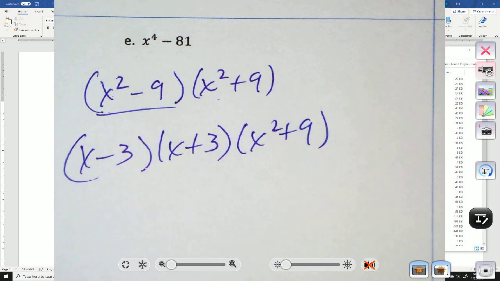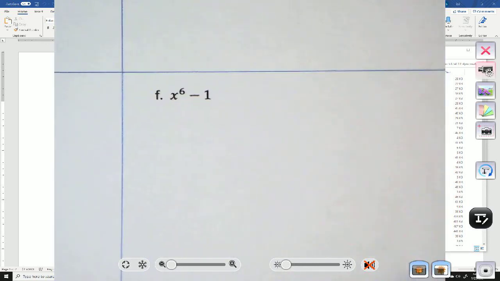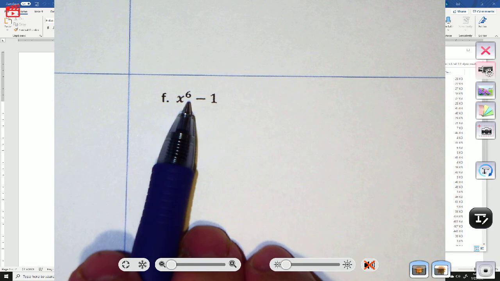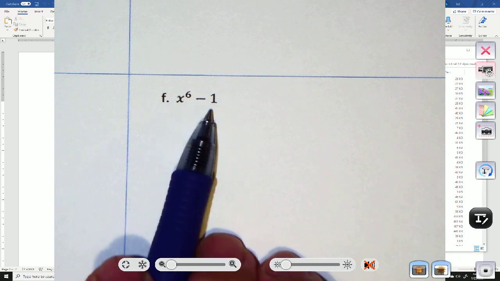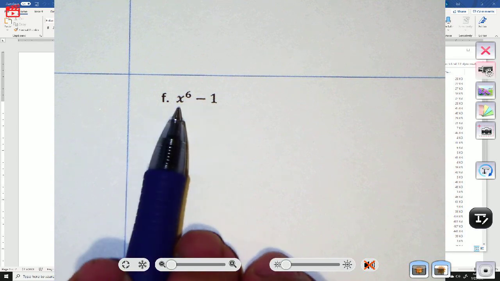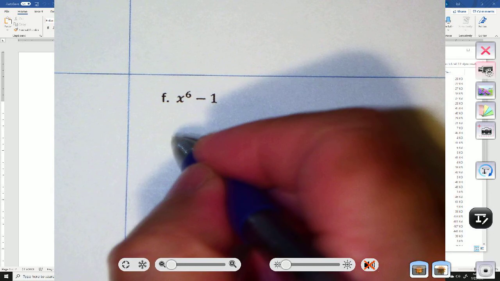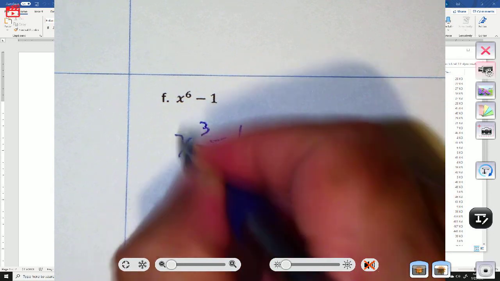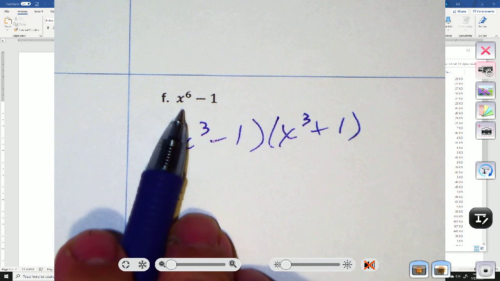Alright, moving on. F. x to the 6 minus 1. That's an even exponent, so that's a perfect square. And then there's the 1. 1's a perfect anything. Guess what? It's also a perfect cube, but it's in your best interest to deal with the squares first. So treat it as x cubed minus 1, x cubed plus 1. If it's an even exponent, treat it as a difference of squares first.